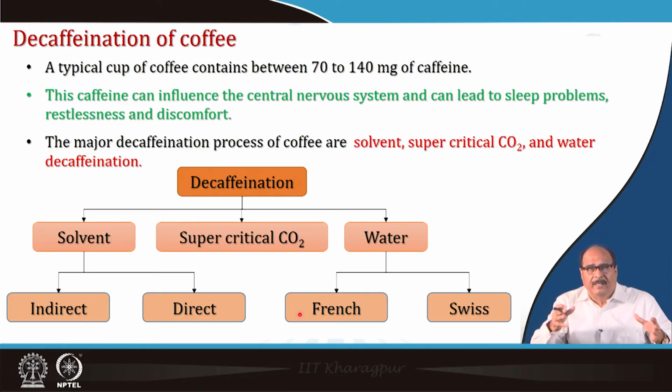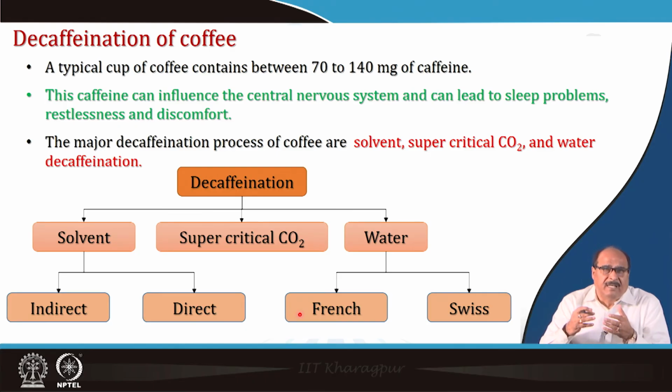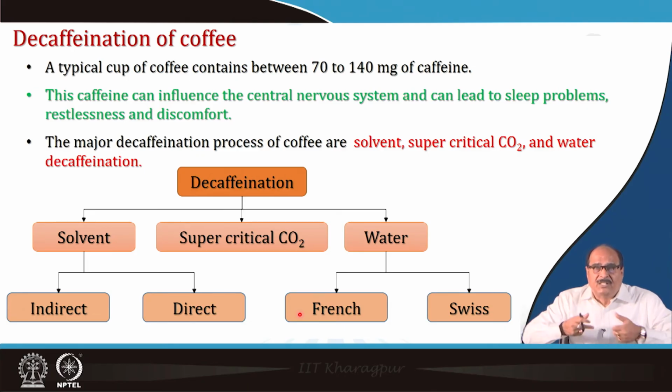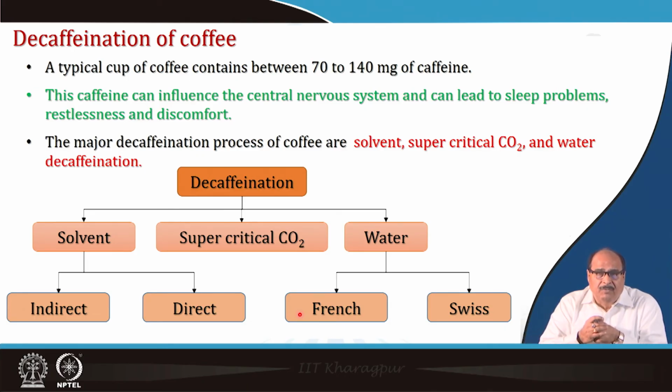When there is excessive intake of caffeine in the body, it can influence the central nervous system and can lead to sleep problems, restlessness and discomfort, etc. That is called extreme caffeineism. So, for people who are sensitive to caffeine, although caffeine is a stimulant and gives a stimulating action after we consume coffee or other such drinks, excess of anything is bad.